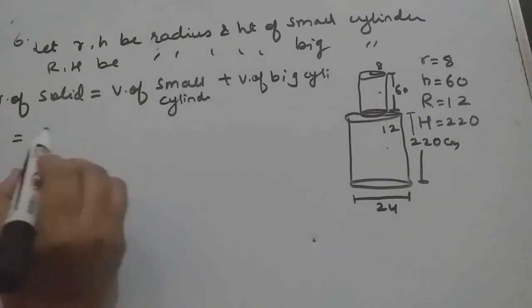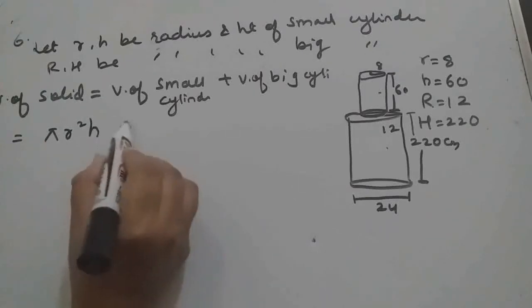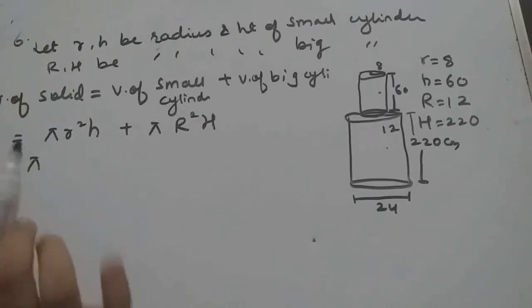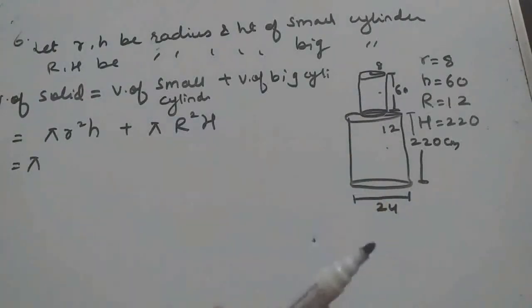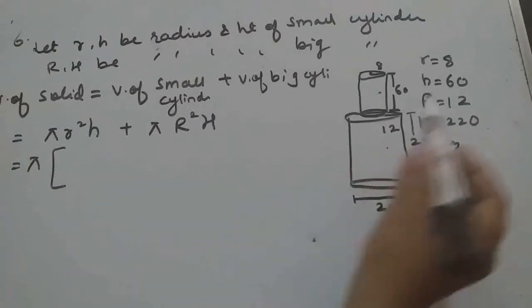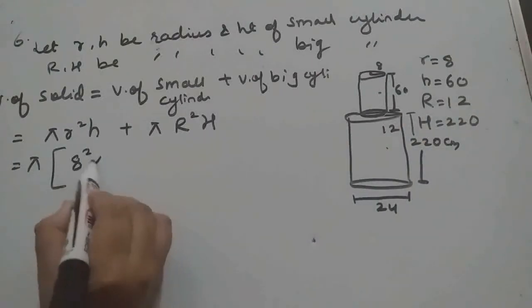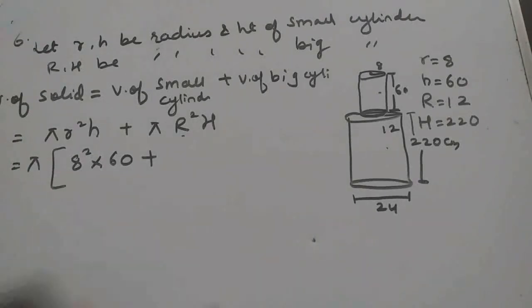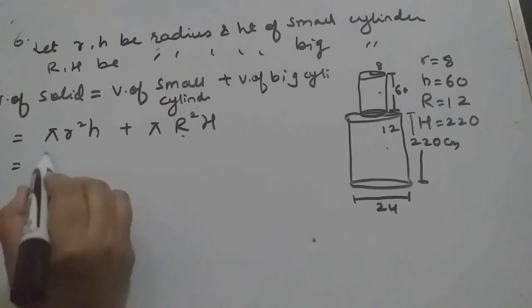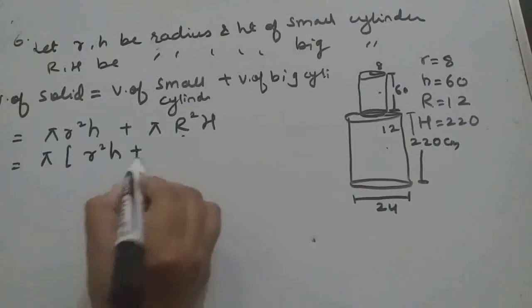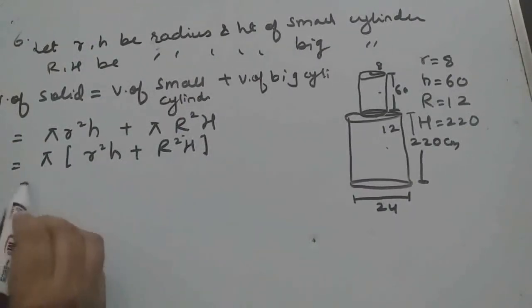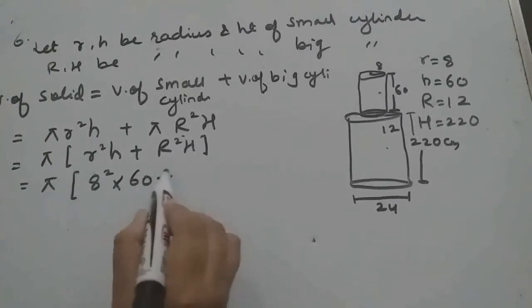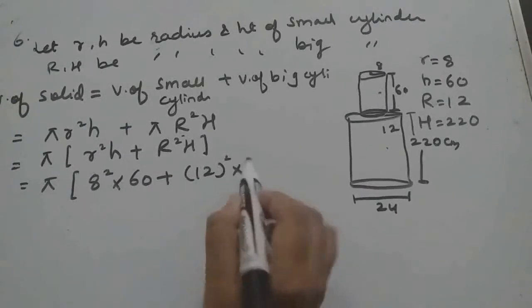Now the volume of a cylinder is pi r square h. We can take pi common, because all the r and h are different in this case. Then pi into r square h plus R square H. So r square means 8 square, h is 60, capital R means 12 square, capital H is 220.